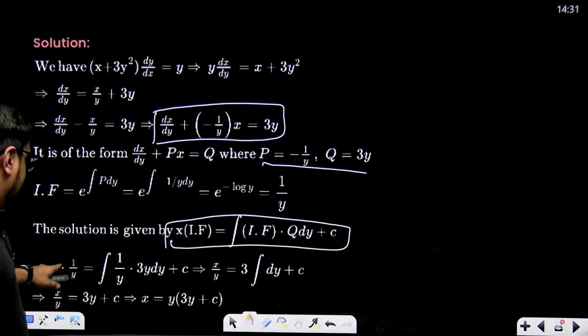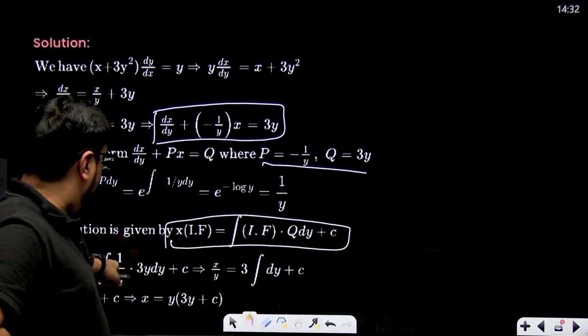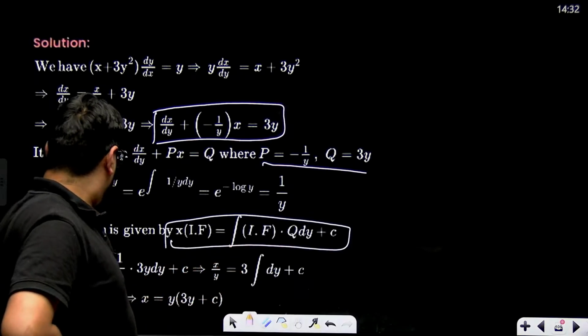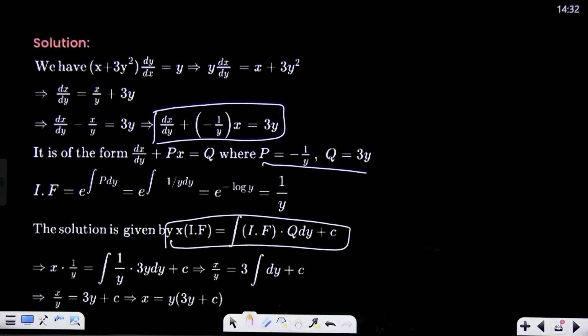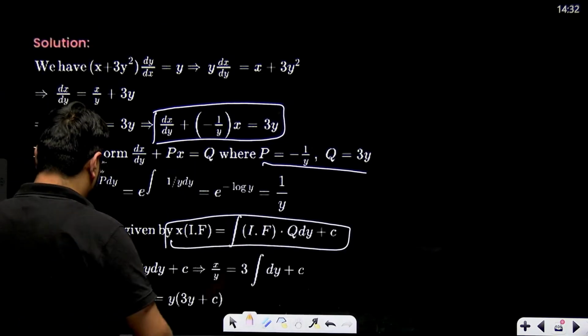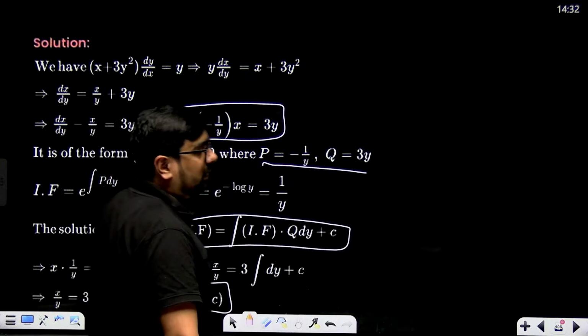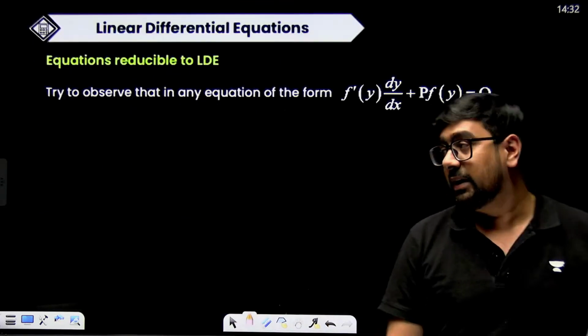Then x into 1 by y will be equal to integral of 1 by y into 3y dy plus c. Correct? That is 3 into integration of dy plus c. Is anything else given? Nothing else, they wanted the equation only. This will become your final equation. Solve these once on your own using your integration techniques also.